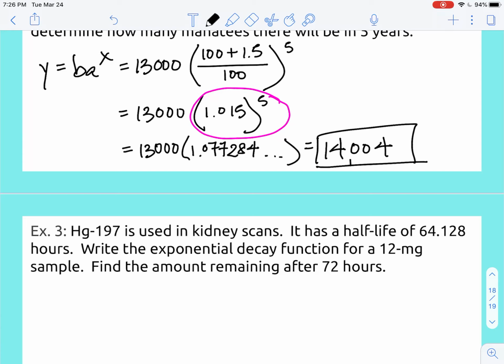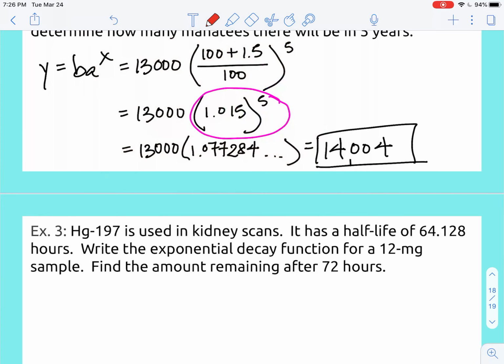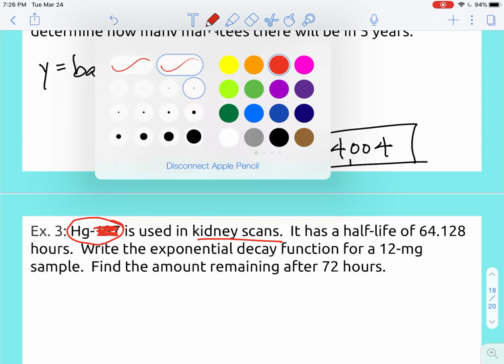Now, one of the things that I don't love about half-life questions is they give a lot of distractor numbers. And so there's one number that I'm going to ask us to go ahead and cross out right now because we don't need it for this question. And that is this number, the 197. We're not going to use that at all. That's just a descriptor to talk about the thing that is used in kidney scans, okay? We will, however, use the rest of the numbers.